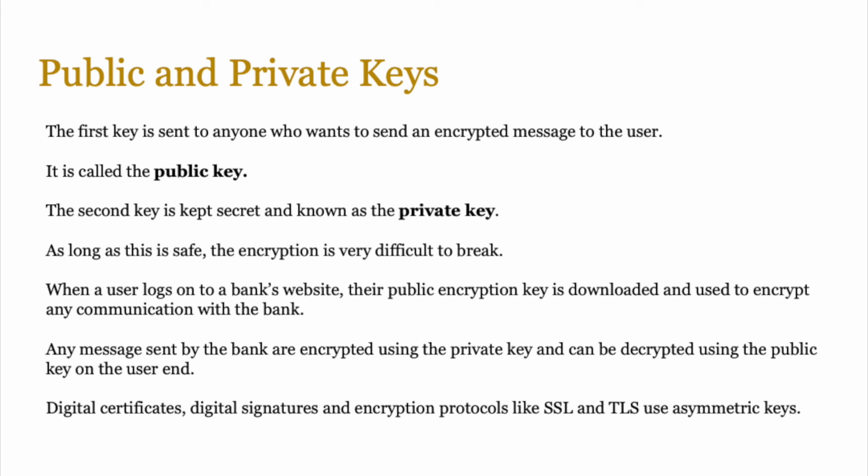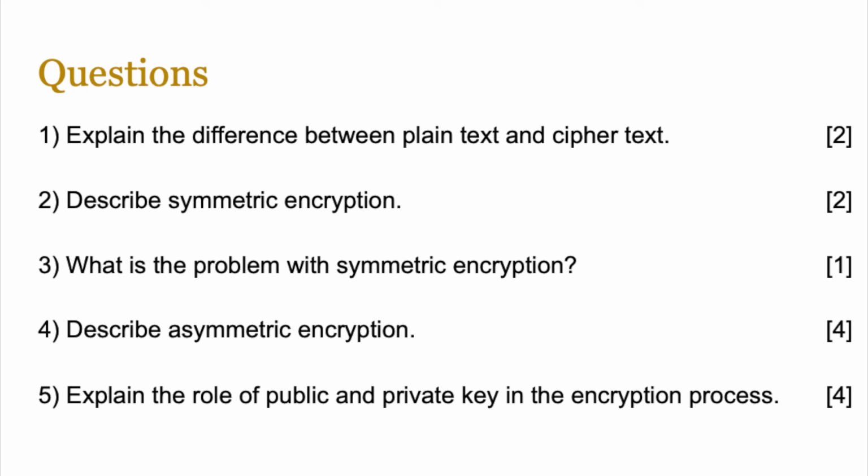When a user logs on to, say, a bank's website, the bank's public encryption key is downloaded, and that's used to encrypt any communication with the bank. Any message sent by the bank is encrypted using the bank's private key, but it can be decrypted using the public key on the user end. Digital certificates, digital signatures, and encryption protocols like secure socket layer and transport layer security, SSL and TLS, all use asymmetric keys. So the public key isn't kept private, it's distributed to anyone. It's normally used for encryption, and the private key is kept safe, it's not distributed to everyone, and it's normally used for decryption. And that's all for this particular lesson.